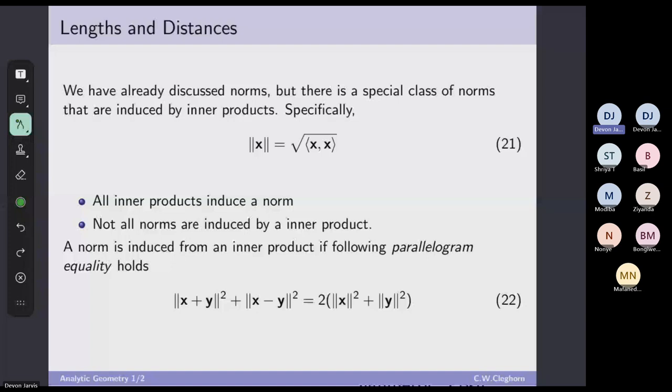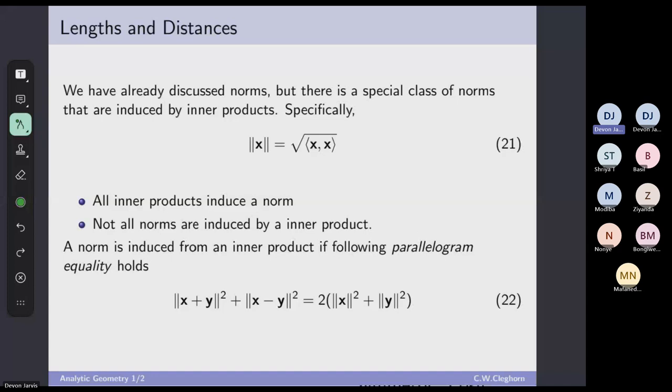And anything more general will usually not be very geometric and more conceptually difficult. So I'm not going to go there. But yeah, not all norms are induced by an inner product. But if you have defined an inner product, then you can use it to induce a norm.